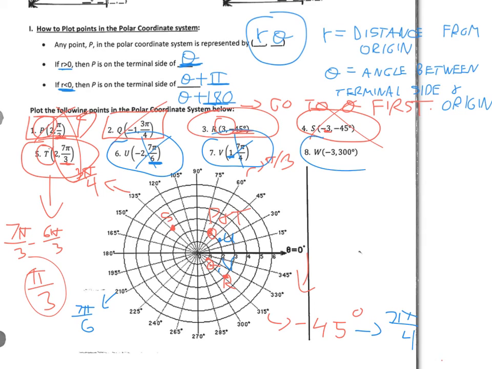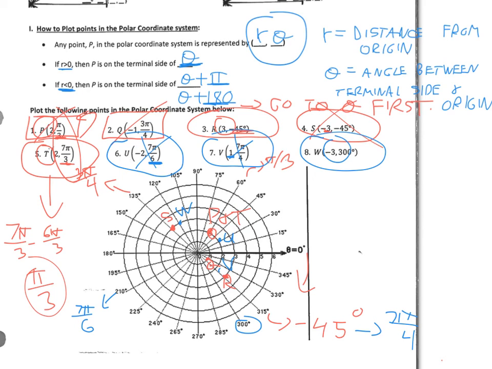Okay, then if we look at W, 300 degrees, we're right here. Now, since this radius is negative, it's going to flip across. All right, this would be 300, but since it's negative 3, it flips across. So if we take away 180 from 300, we get what, 120? So it's going to be right over here at 120, and we're going to go at 3. So it's going to be right there. That's where W is going to be. So let's put this in blue.